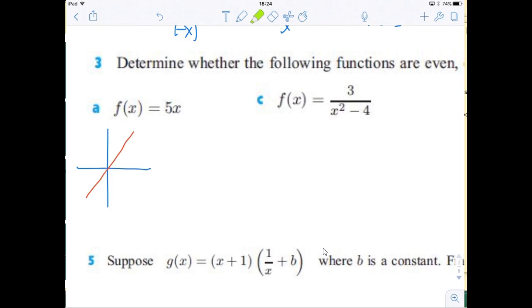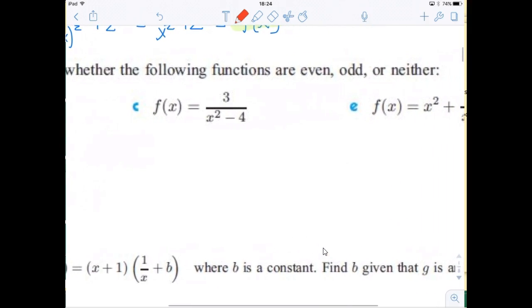So what about rotational symmetry? If I rotate it 180 degrees, is it symmetrical with itself? Yes, it is. I could rotate this 180 degrees, and it would be symmetrical with itself. So I would say that this is an odd function. Next one.